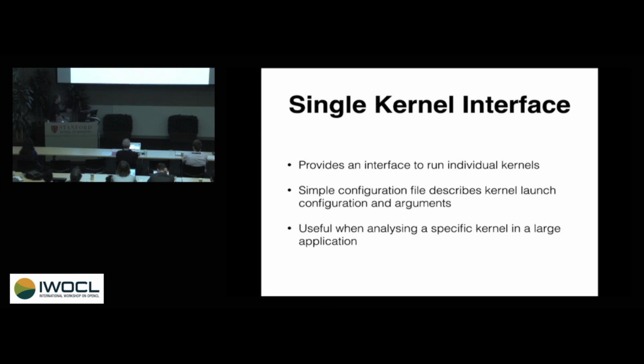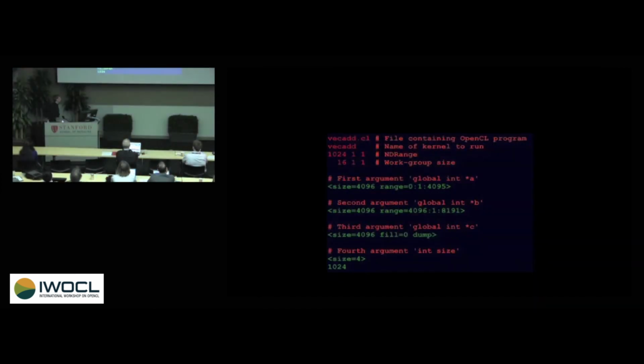As a quick example of what such a configuration file might look like, you don't have to go through this in particular detail, but you simply describe the OpenCL source, the name of the kernel, and how you want to launch it, so the ND range and the workgroup sizes. Then you describe the arguments that you want to pass to the kernel for the simulation, so allocating a few buffers of certain sizes and populating them with some data from ranges or just filling them all with 0. You can then invoke the single kernel interface with this configuration file, and it will go away and launch the simulation.